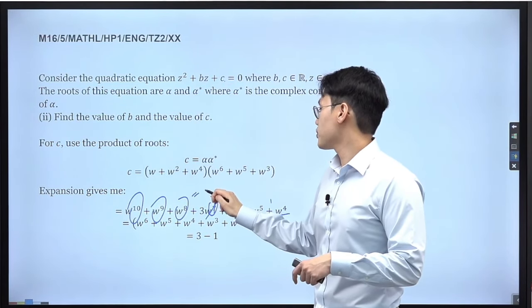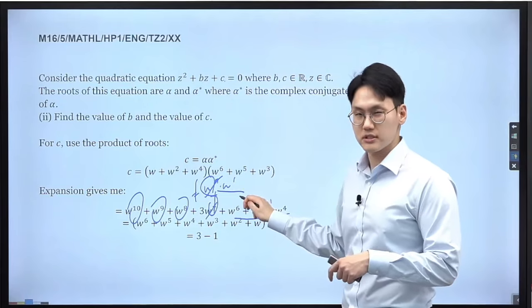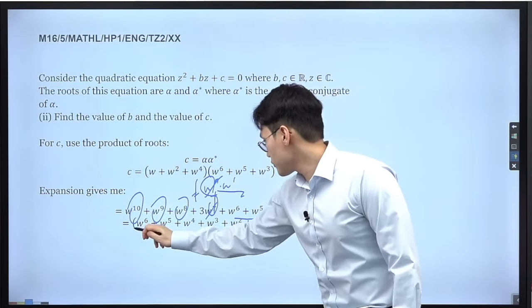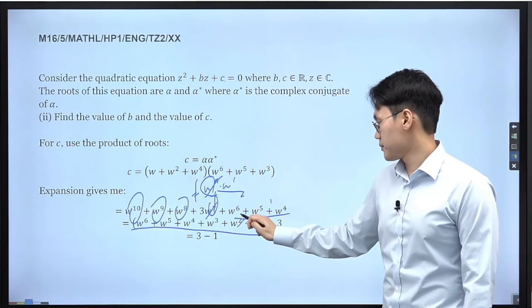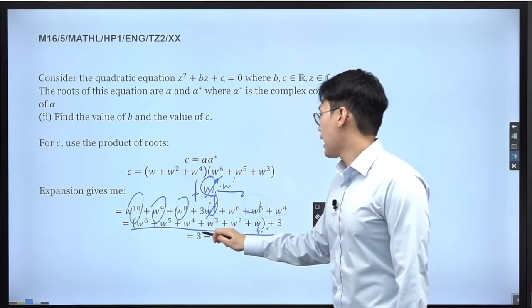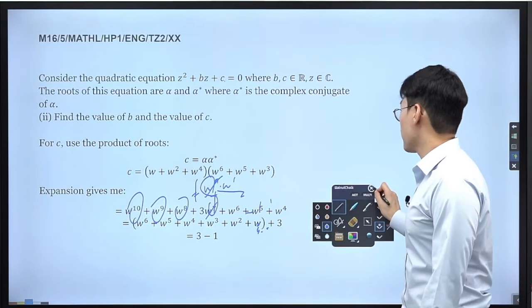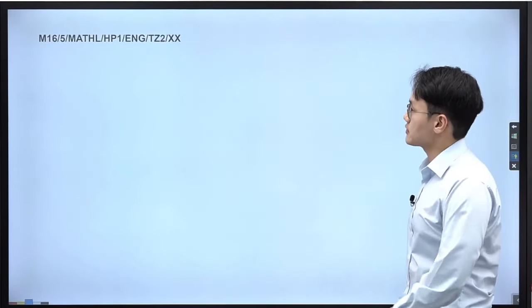Omega 8 will be the product of omega 7 and omega 1, which becomes 1, so it's actually the same as omega 1. So if you reduce it down, this becomes omega power 1 to 6, which becomes negative 1. So negative 1 plus 3 will give you 3 minus 1. So that's what we have here. Okay, easy peasy, lemon squeezy. So let's have a look at the next problem then.